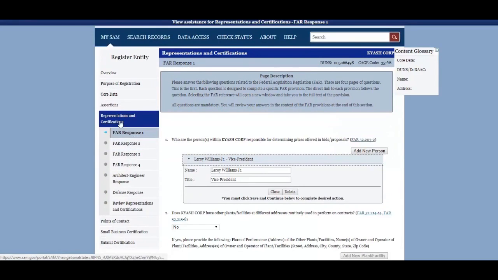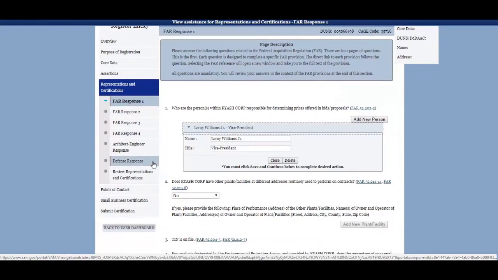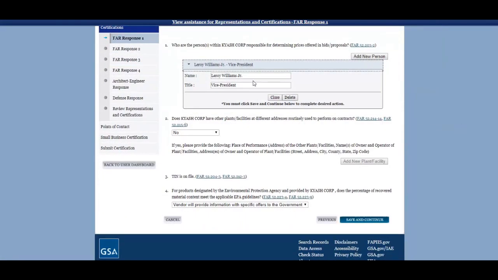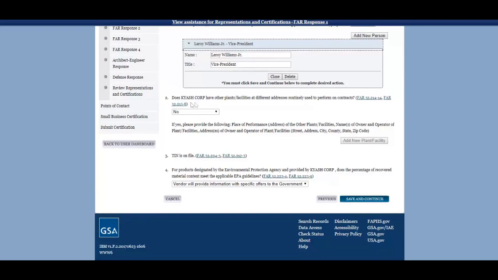Okay, now we're at representations and certifications. This is the really fun part, where you have to represent and certify various regulations in order to do business with our federal government. And the first question here is, who are the persons within Irs Corp responsible for determining prices offered within bids or proposals under FAR 52.203-2? I guess that would be me, Leroy Williams Jr., and here's my name and title, and that's been pre-populated.